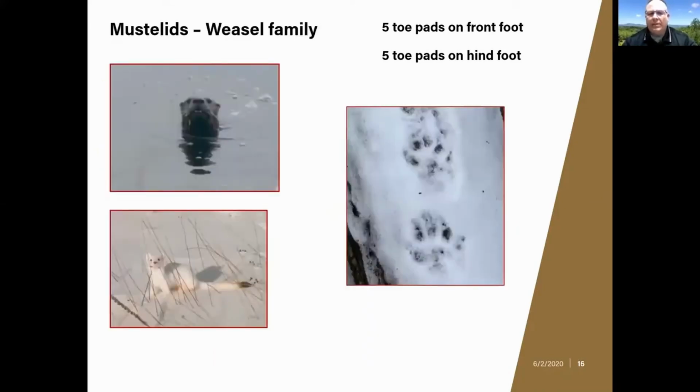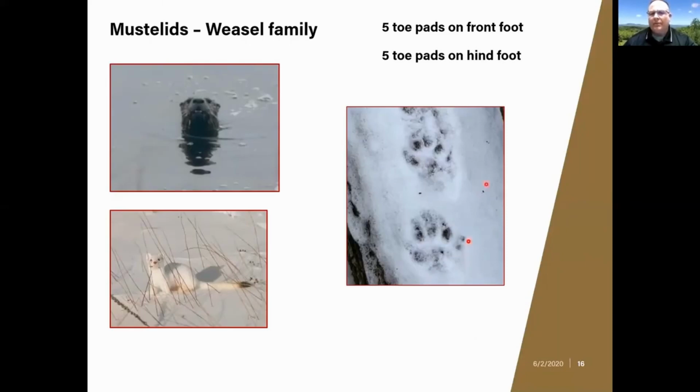Next, we'll move into the mustelids, or the weasel family. So this includes river otters, long-tailed weasel, which is pictured down below, mink, fisher, marten, and they have 5 toe pads on the front foot and 5 toe pads on the hind foot. However, one tricky thing about the mustelids is this 5th digit, and we'll just label it a thumb, but this 5th digit often does not show up in the track. So they could be confused with canids or the cat family, the felids.